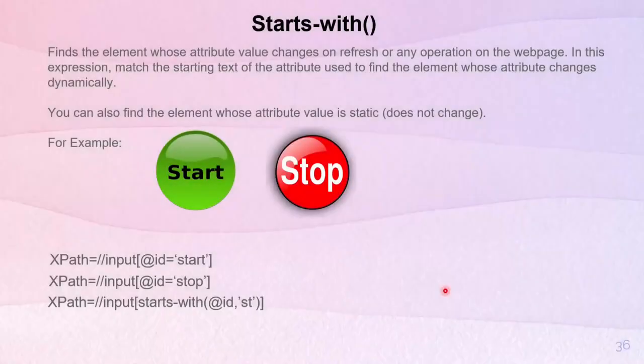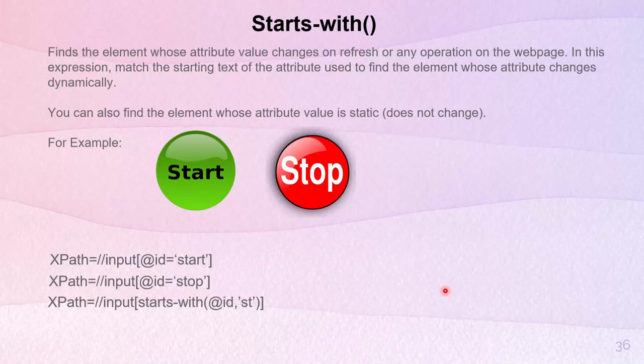The next function that we're going to study is the starts with function. Now see, all these functions that we are studying are used for dynamic elements. Now what are dynamic elements? There are two types of elements. One is dynamic and one is static. Static elements are elements whose attribute value does not change. Whereas the dynamic elements are the elements whose attribute value changes on refresh or any operation on the web page. Like if we click on that element, the value changes.